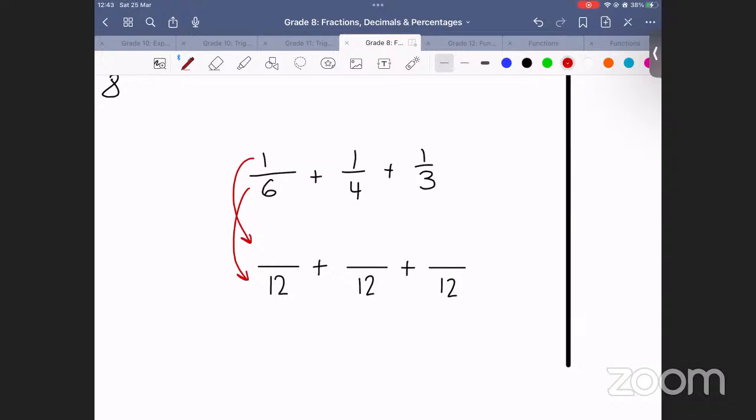So 6, how did I get from 6 to 12? I had to multiply by 2. So I will multiply the numerator by 2 as well, and this becomes 2/12. How did I get from 4 to 12? I had to multiply by 3. So I multiply the top by 3 as well. It becomes 3. How did I get from 3 to 12? I multiplied by 4. So I'll multiply the top as well.